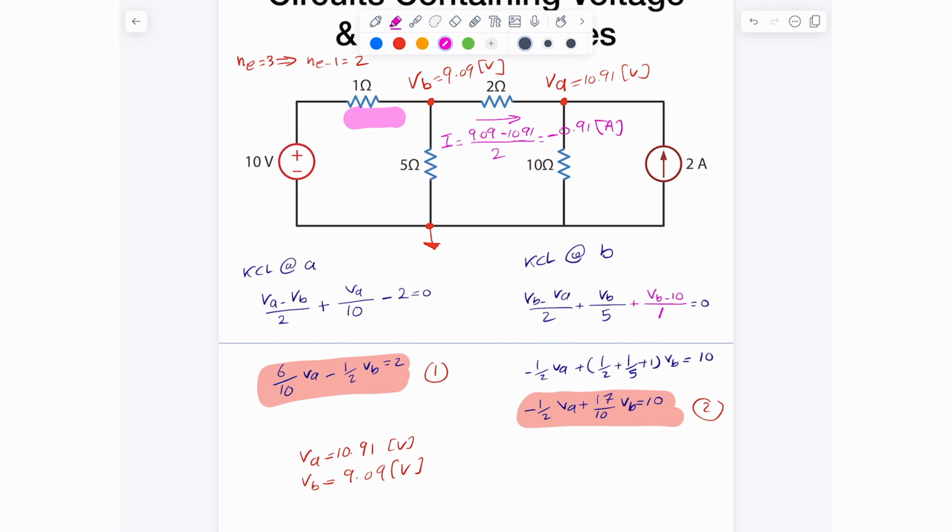Like for example, you can tell me, well, the current going in here is simply I is just VB, which is 9.09 minus the 10 volts. I made the same wrong assumption. That means the current's going that way because the voltage here is higher, but it doesn't matter. I made this assumption, so I stick with it, divided by 1. So it's simply also negative 0.91 amp. Surprisingly, it's the same numbers here. It has nothing to do with it, but we just got the same numbers.